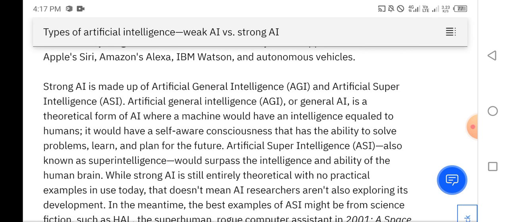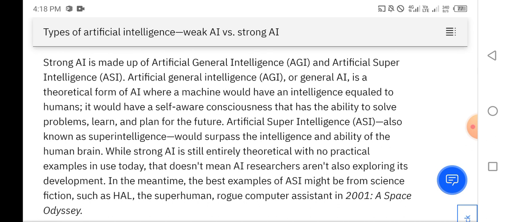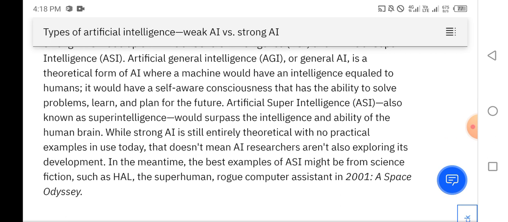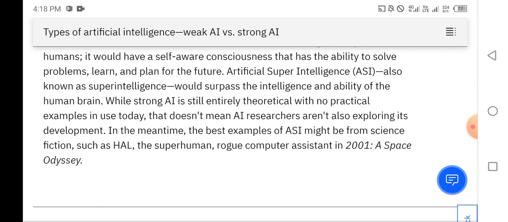Strong AI is made up of artificial general intelligence, the AGI, and artificial superintelligence. Artificial general intelligence, or general AI, is a theoretical form of AI where a machine would have an intelligence equal to humans. It would have a self-aware consciousness that has the ability to solve problems, learn and plan for the future. Artificial superintelligence, also known as superintelligence, would surpass the intelligence and ability of the human brain. Strong AI is still entirely theoretical with no practical example in use today.